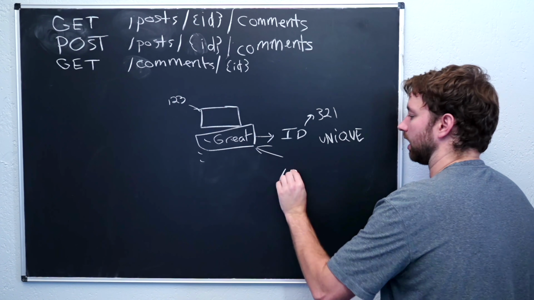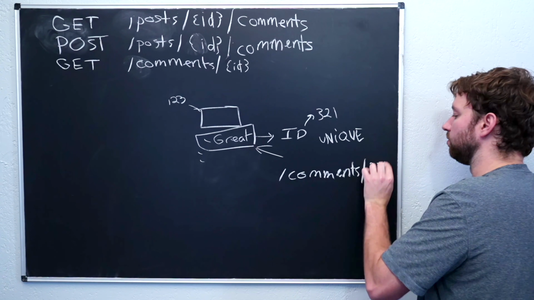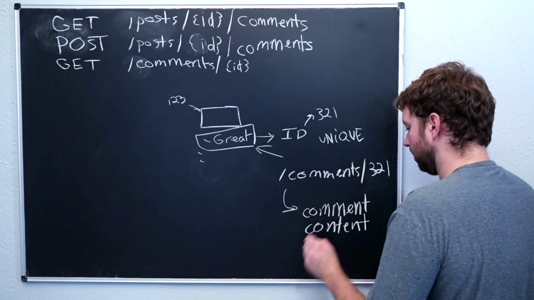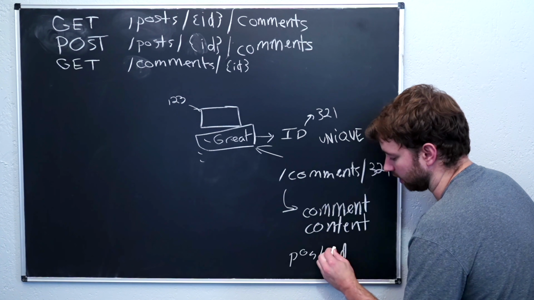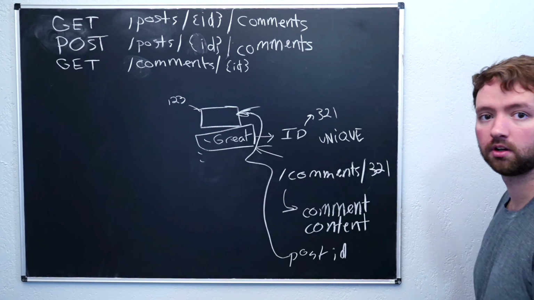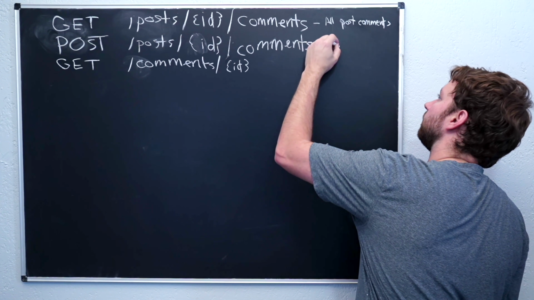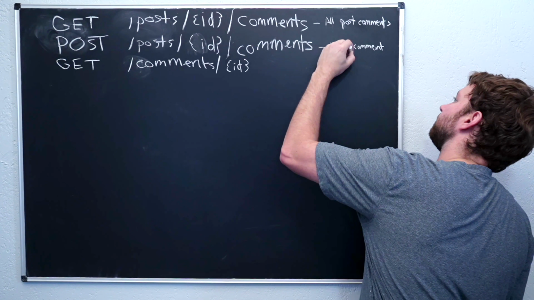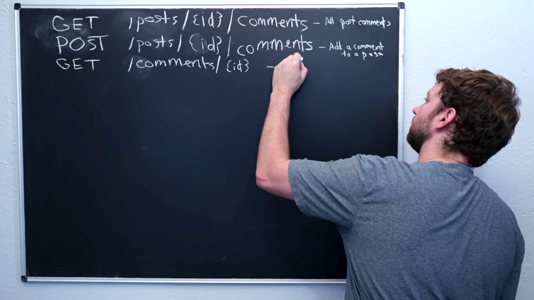GET /comments/ID. So if we made that concrete, it would be /comments/321. And that'll give us the comment content. And most likely it would have the post ID as well as part of that data, so we could associate it with a certain post. So if we needed, we could use that to figure out what video it goes on. So let's just add some notes here. So this is to get all the post comments. Add a comment to a post, and then grab a specific comment.